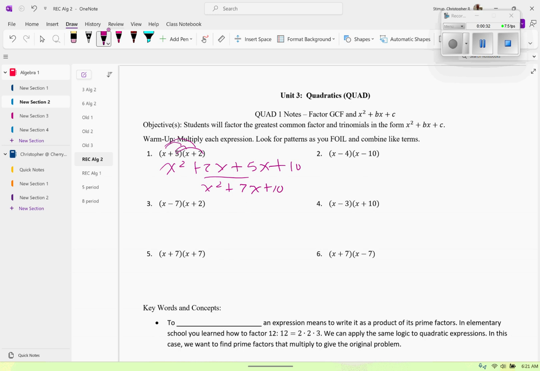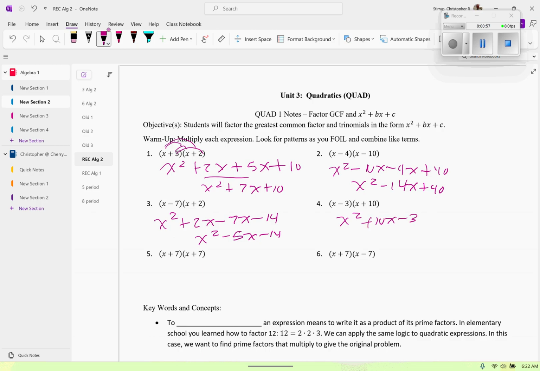If we FOIL this, I'm going to get x squared minus 10x minus 4x plus 40. So that's x squared minus 14x plus 40. This one, you get x squared plus 2x minus 7x minus 14. Combine those like terms. x squared plus 10x minus 3x minus 30. Combine your like terms. And x squared plus 7x plus 7x plus 49. So x squared plus 14x plus 49.